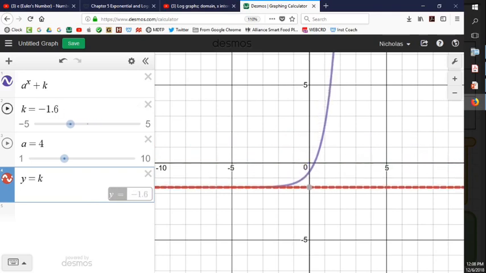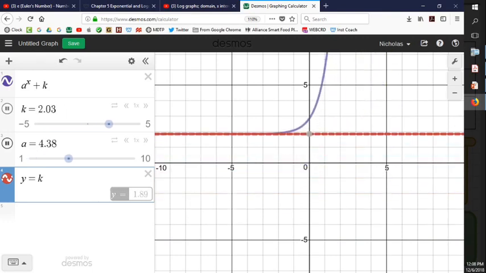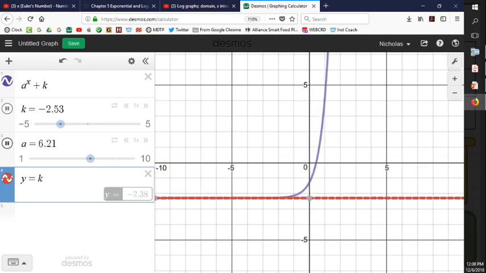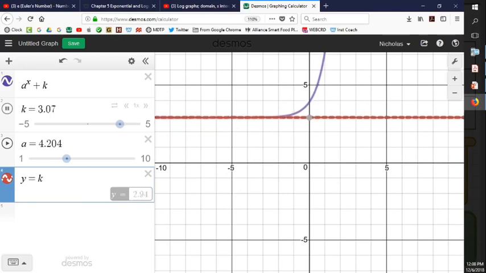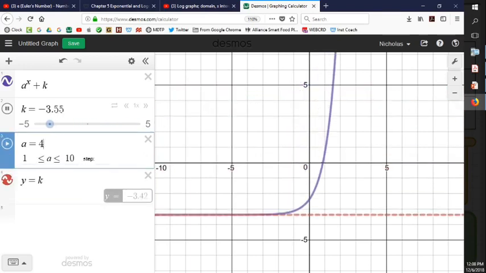Let's, just for fun, shift it up and down and change the base. Oh, look at that. It's beautiful. Isn't that great? Bam! It's almost like the exponential function is whipping the asymptote.